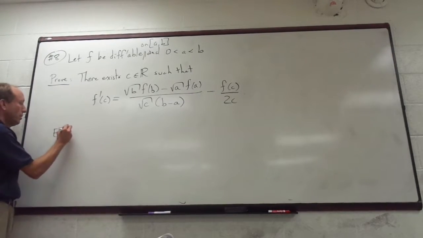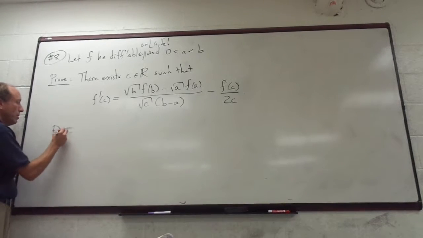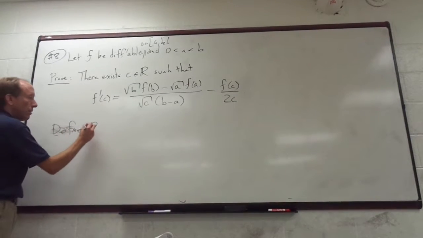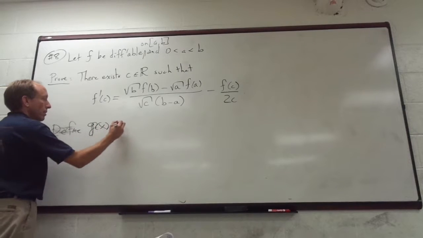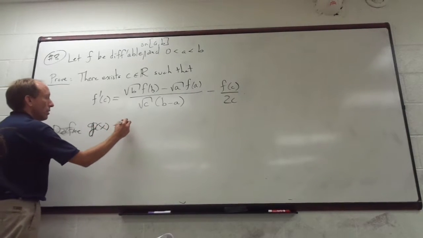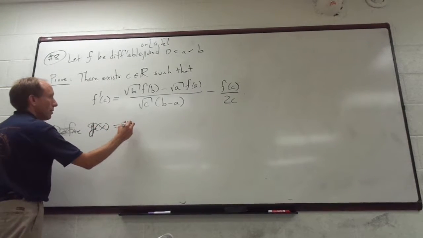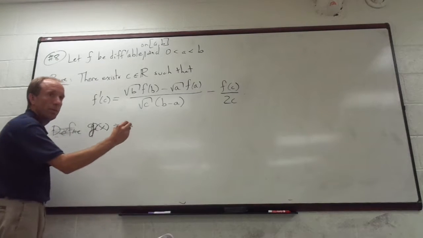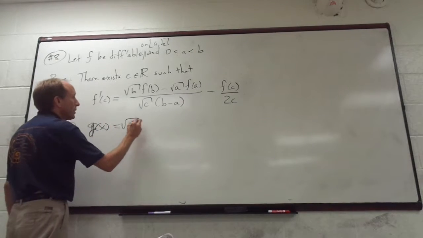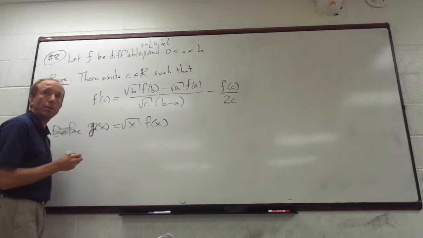G equals x. Yeah, we can define, what's that? G of x is x times f of x. No, or square root of x. Square root of x times f of x. There you go. G of x is equal to that function.